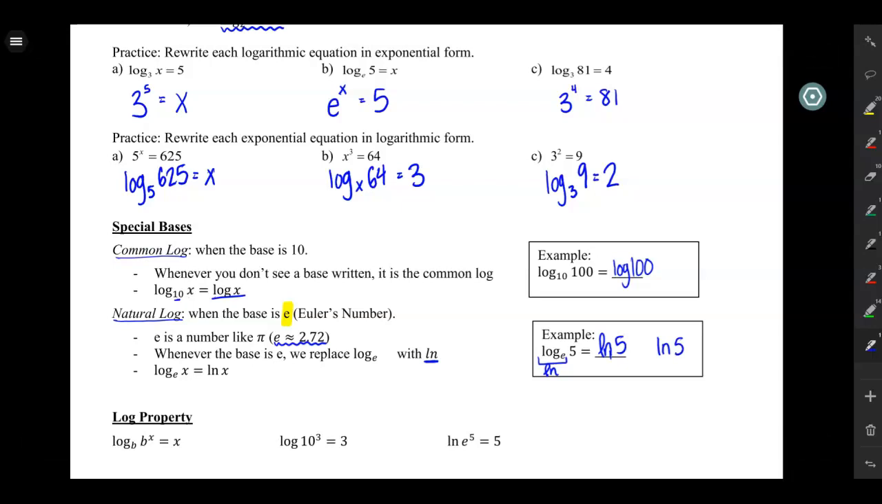And you're going to keep seeing these special bases show up all the time. The reason that we even care about them is that they tend to be the most frequently used bases, and that's why we give them special names and we give them special symbols.